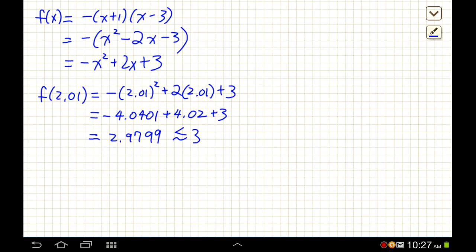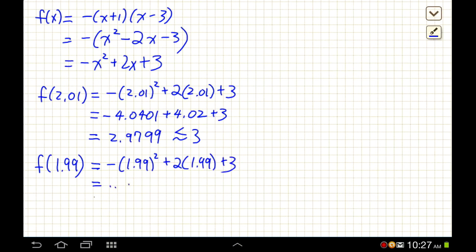Let's do the same thing from the left side. From the left side, let's say we want to find the f value at 1.99. If we replace all our x with 1.99, you can work this out and you will get a value of 3.0199, which is about 3 and is slightly greater than 3.